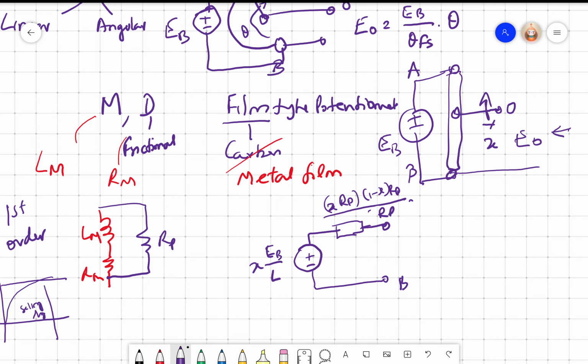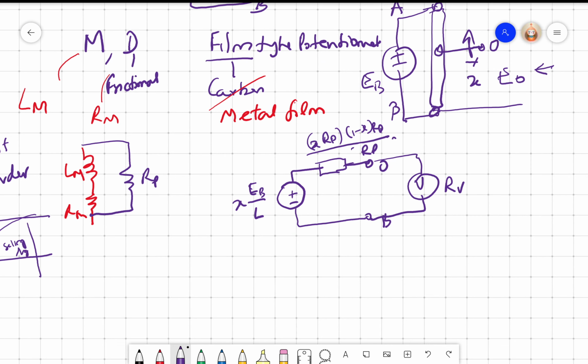This is B, this is O. So if I connect a voltmeter which has a resistance RV, then the voltage will no longer be E naught. So this will be E naught into RV divided by RV plus R Thevenin. This is R Thevenin, right? So the problem is R Thevenin varies as a function of X, right?